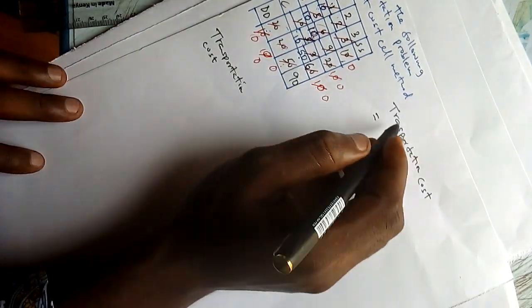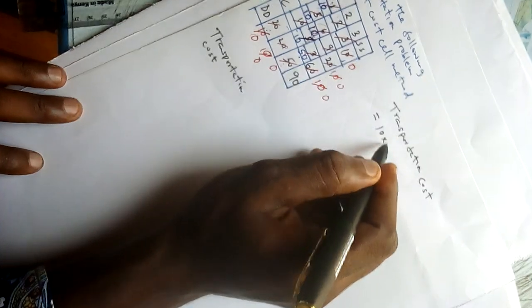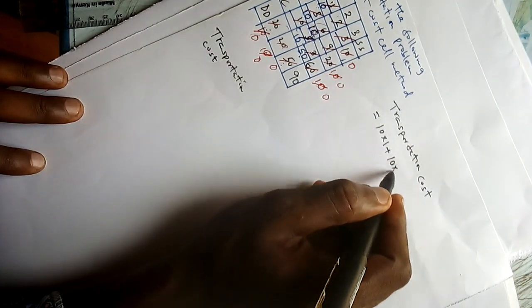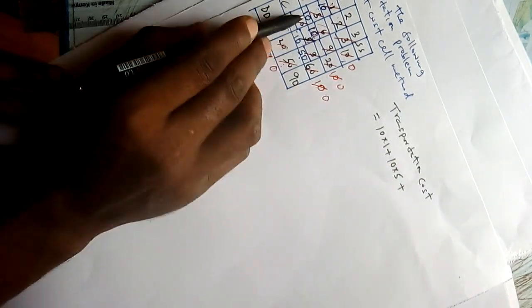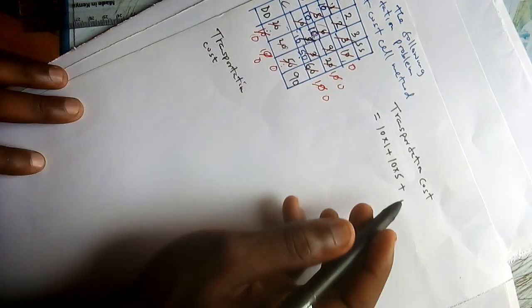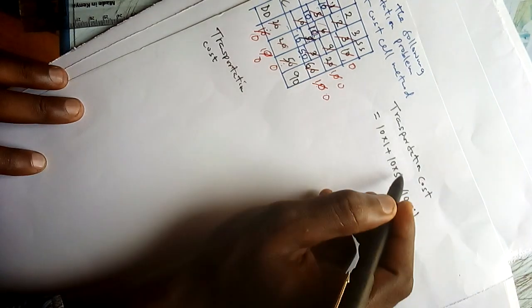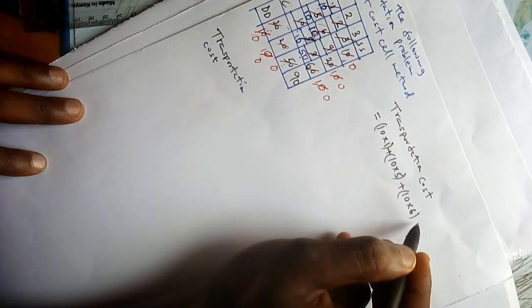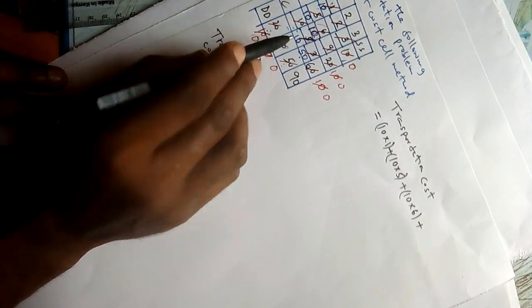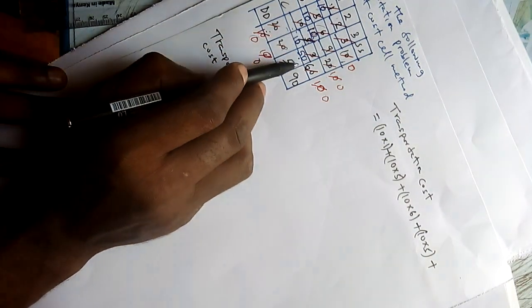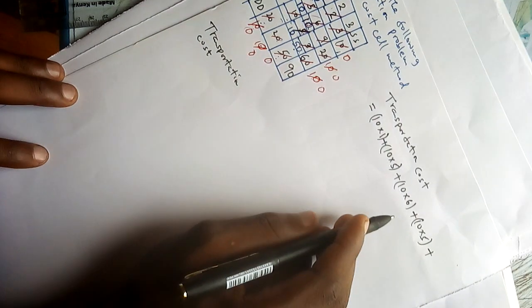So we are going to have 10 times 1 plus 10 times 5 plus 10 times 6 plus 10 times 5 plus this one here, 50 times 3.